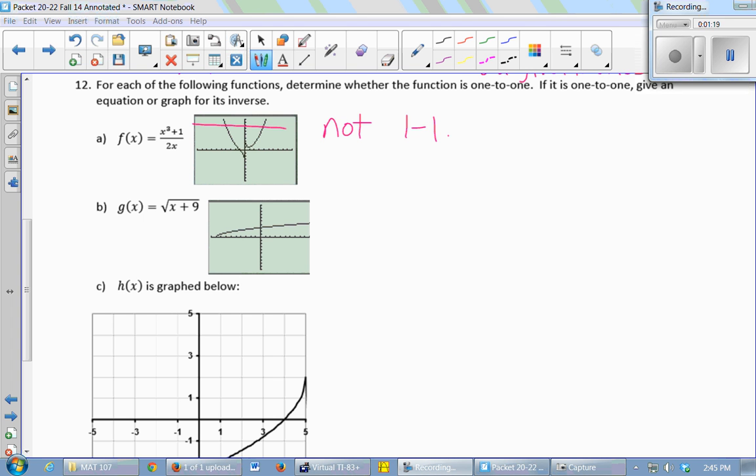So if I want to find a formula for its inverse, my procedure for that is replace g of x with a y, swap the x's and the y's, and then solve for y. So I'm going to square both sides, and then subtract 9 from both sides.